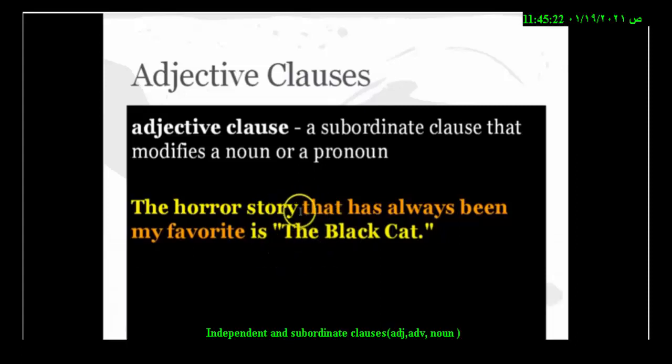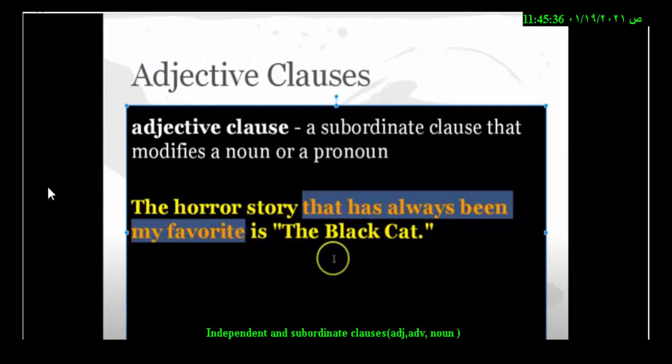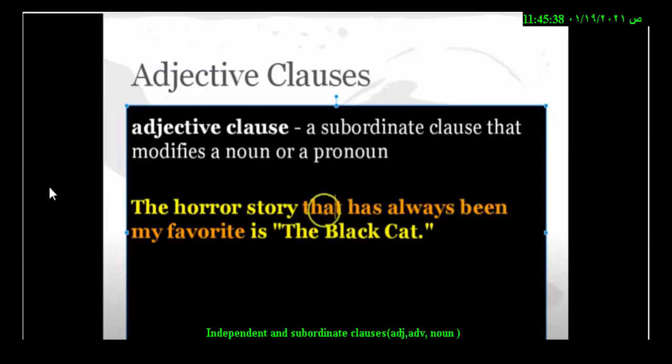This would definitely be a complex sentence because the main clause, which can stand alone, is the horror story is the black cat. Your subject is the horror story, and your verb is. But there's also a subordinate clause in here: that has always been my favorite. It starts with that, which is a relative pronoun. Remember, relative pronouns can be subjects too. Has been is my verb phrase, so that's what makes it a subordinate clause. What makes it an adjective clause is that it modifies the horror story. That has always been my favorite describes the story.